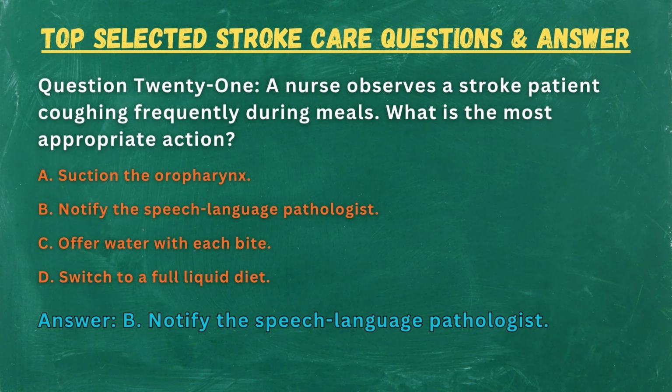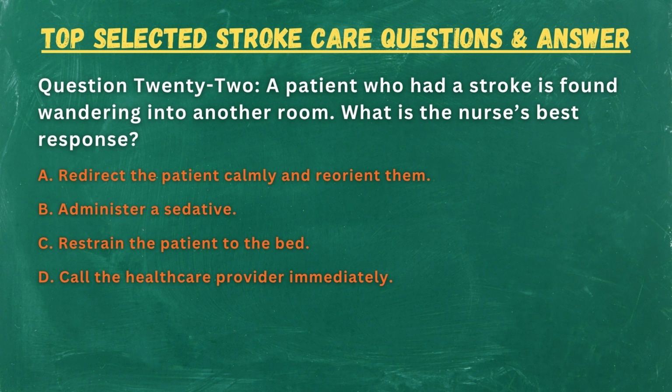Answer: B. Notify the speech-language pathologist. Question 22. A patient who had a stroke is found wandering into another room. What is the nurse's best response? A. Redirect the patient calmly and reorient them. B. Administer a sedative. C. Restrain the patient to the bed. D. Call the healthcare provider immediately.